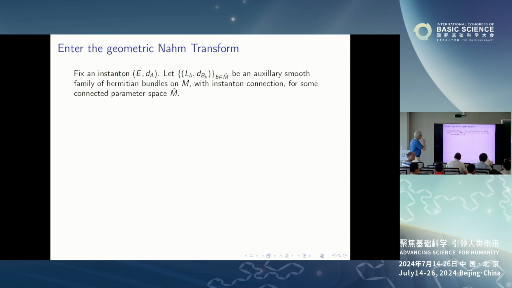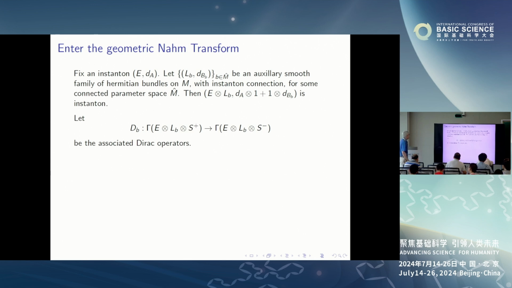And so we'll let L_B be an auxiliary family of Hermitian bundles, as I said, typically of a simpler structure, and D_B is going to be a connection, where B is in some parameter space M hat. I said connected parameter space. I might want to withdraw that in a minute. Anyway, you can couple the connections together, and E tensor L_B then gets an instanton connection, which inherits from the two the connections on the two factors.